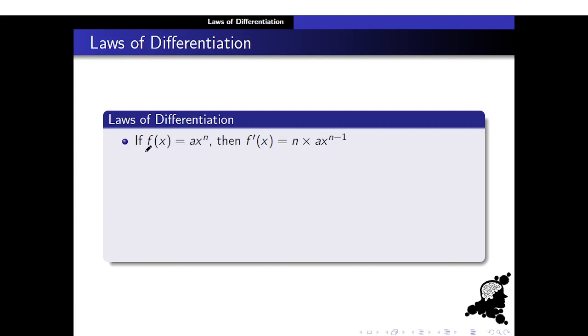If we have a function f of x is equal to ax to the power n, we can easily find the derivative by multiplying the exponent by the coefficient and then subtracting 1 from the exponent. Let's have a look at an example of exactly what this means.